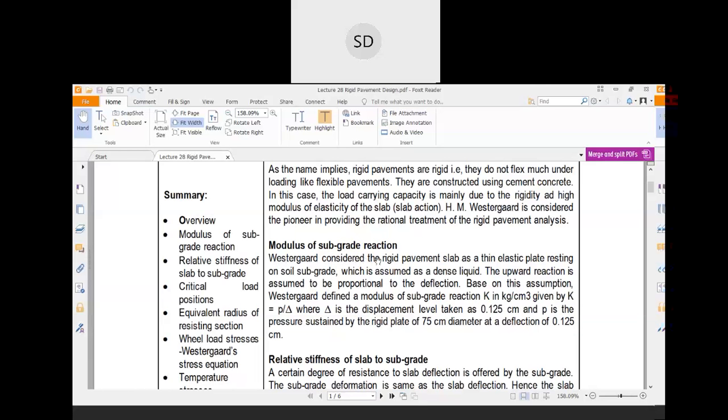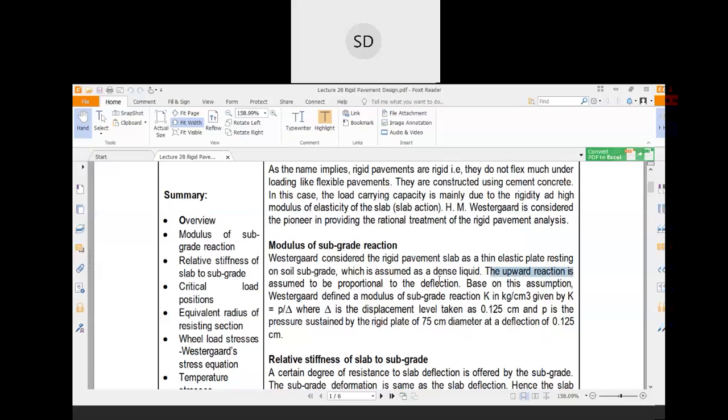So Westergaard considered the rigid pavement slab as a thin elastic plate resting on a soil substrate which is assumed as a dense liquid. So he assumed that your soil substrate is a liquid portion, that is a dense liquid, and over this your rigid pavement, a thin layer of elastic material, is suspended, and that is basically a rigid pavement. And based on this assumption, he formulated different formulas to find out the rigid pavement design parameters.